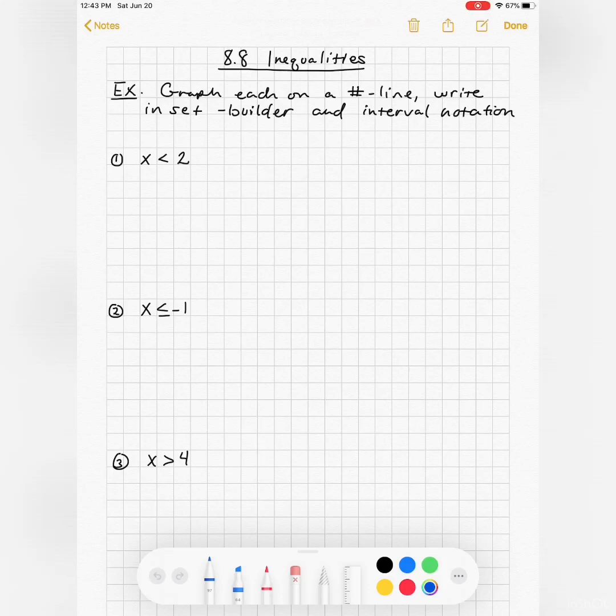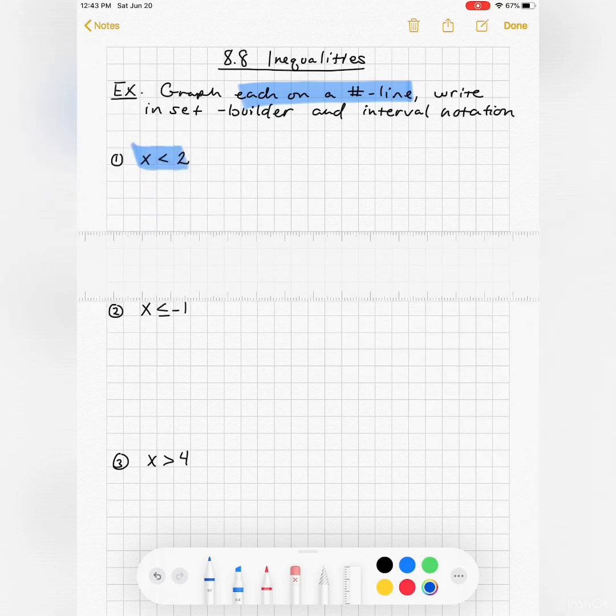8.8 looks in more detail at something we've looked at a little bit, inequalities. So we've talked about inequalities like this: x is less than 2. So let's start out here with some different notations. First of all, it says graph on a number line.